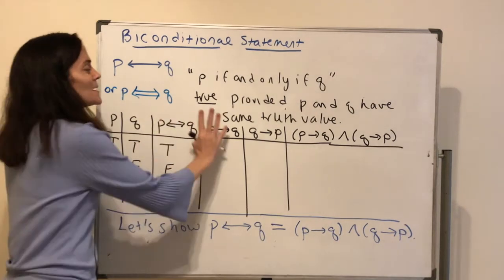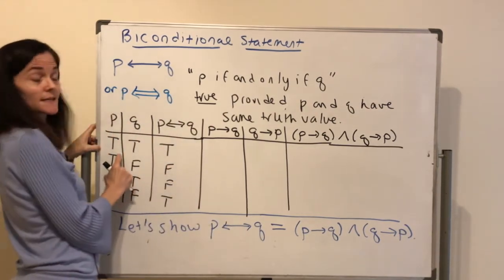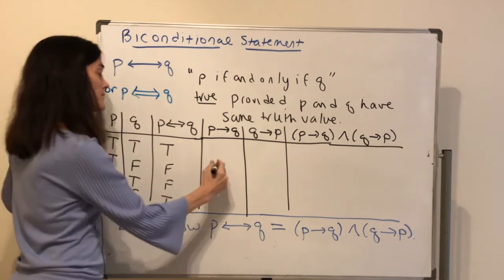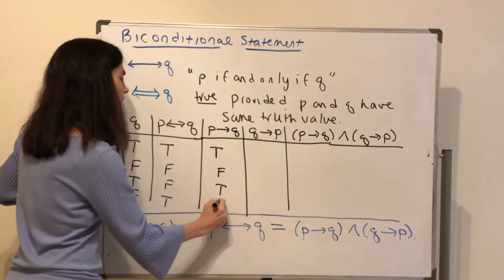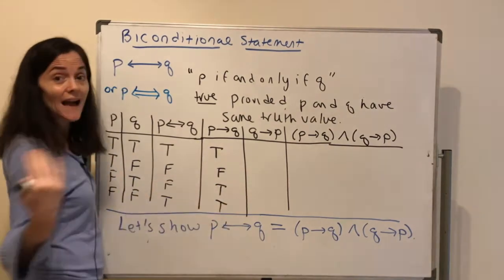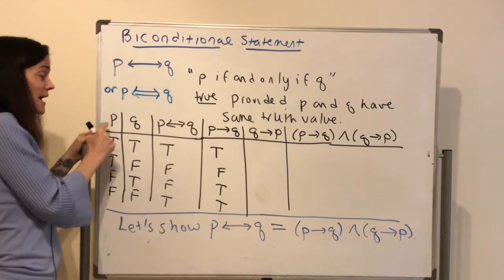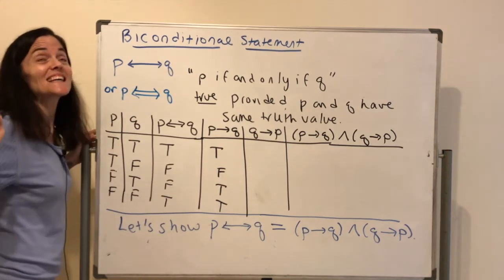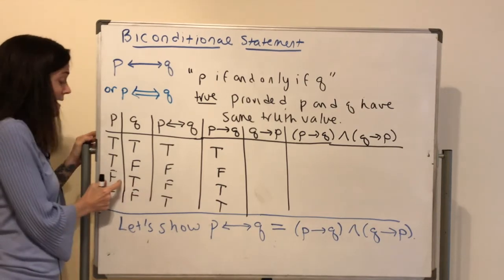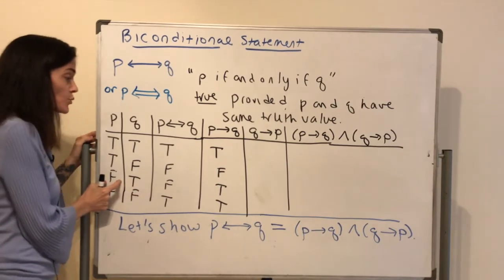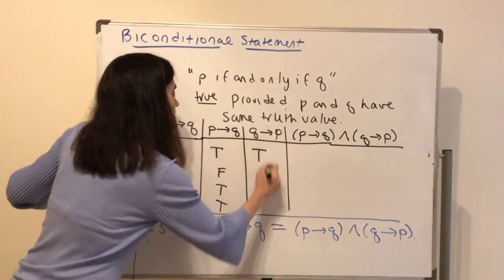Well, P implies Q. The only time this is false is when we see a T followed by an F. So this is false here, and it's true everywhere else. Now we're going the other way. We look at column Q, and then it implies this one. The only time this is false is when we have this T followed by an F. This happens in row 3. This is false. Everywhere else, this is true.